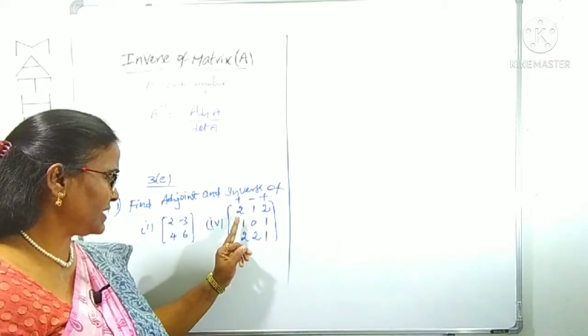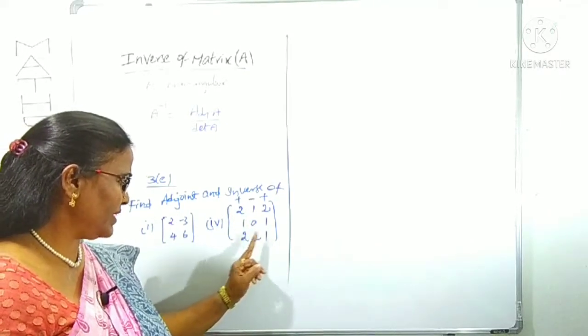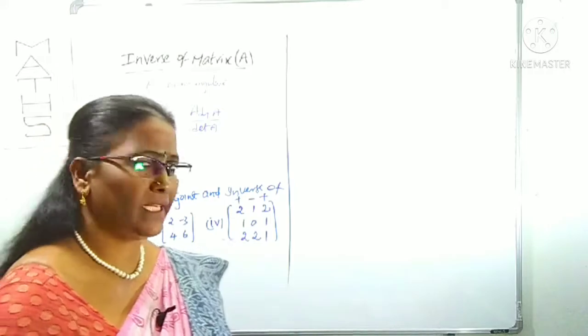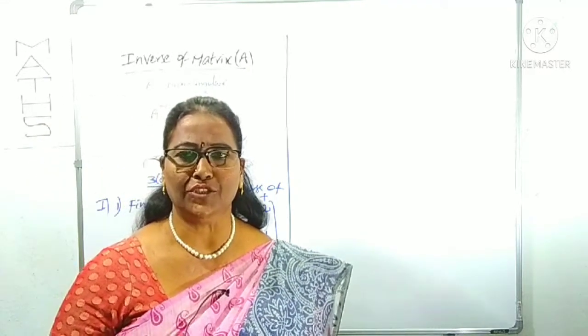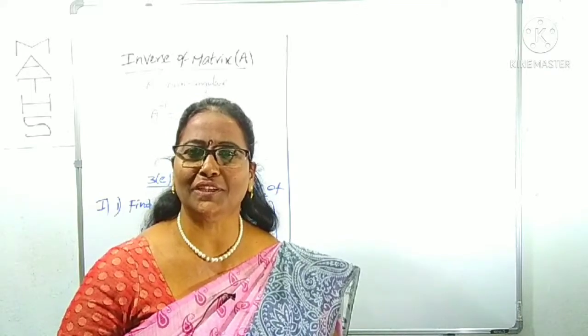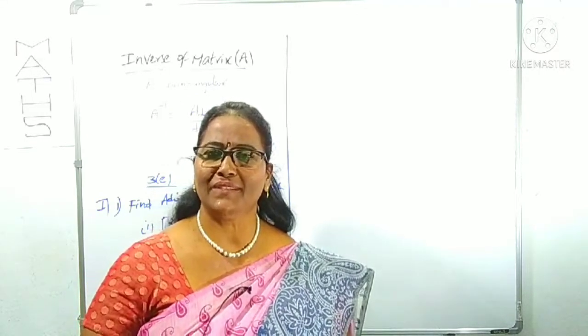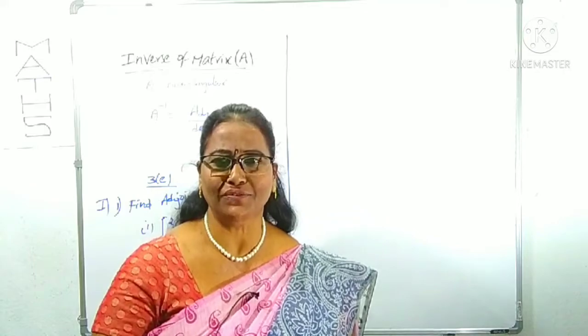How can you find out? What is the 2, 1, 2, 1, 0, 1, 2, 2, 1? Just now I already did a 3 by 3 matrix. How can you find out the adjoint of the matrix? For adjoint, what you have to do? For a 3 by 3 matrix, first you have to find out the cofactors of the elements.